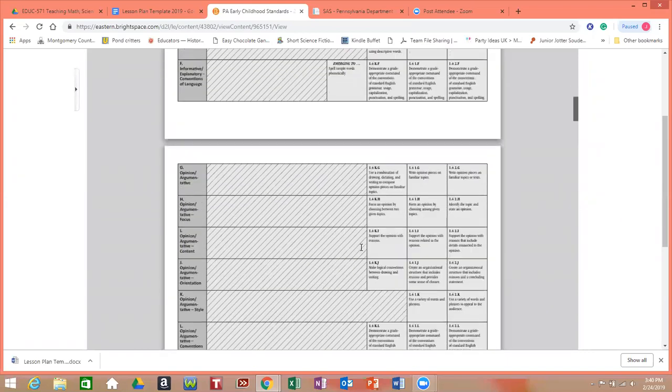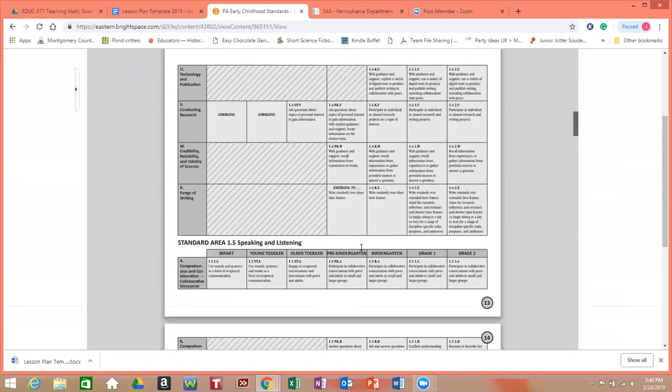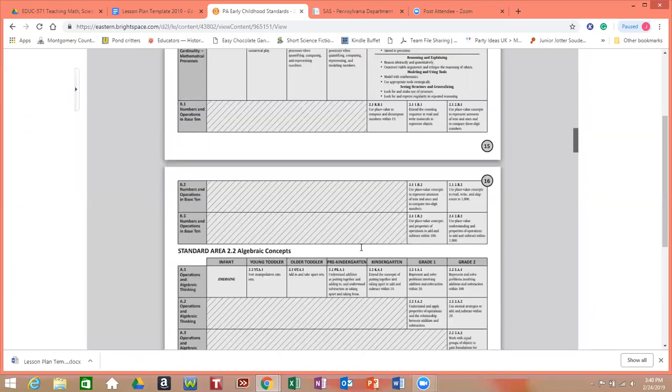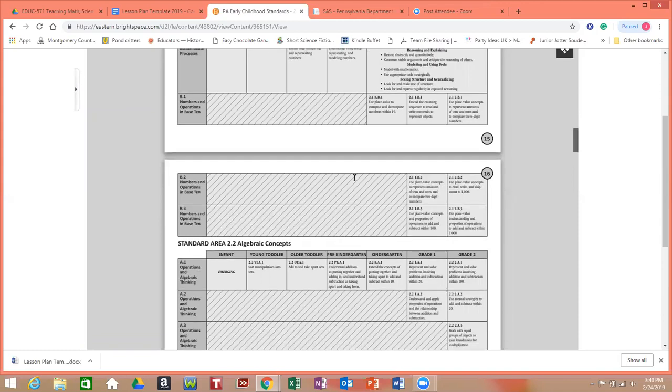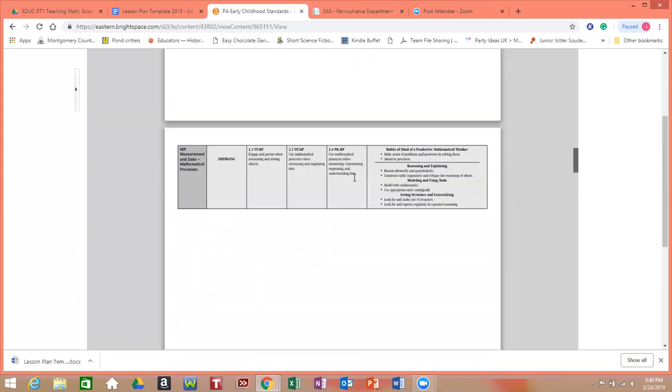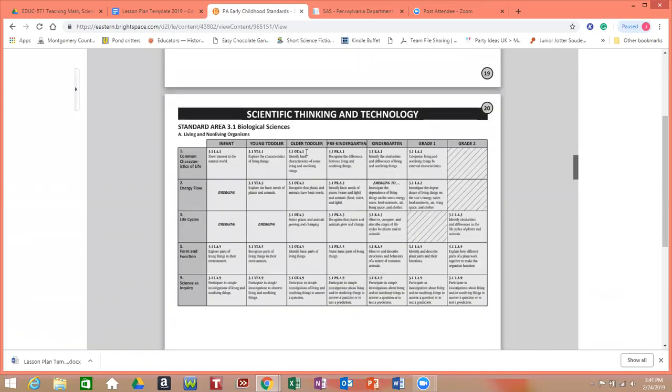You'll see that it's structured the same as the middle grades. And we're in math right now. Okay, so here is where the science standards start. We're on page 20, and you can see that it's written in the same format. So the standard area is still 3.1, which still refers to biological sciences, and part A still refers to living and non-living organisms. Okay, and same thing for the grade levels.